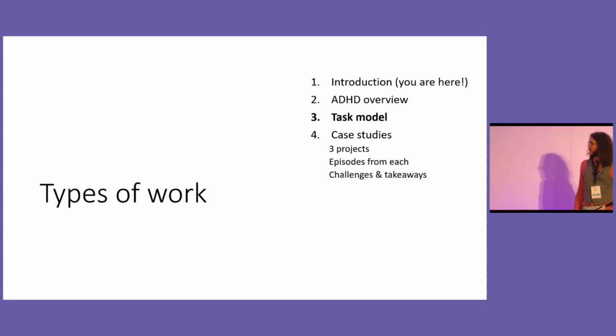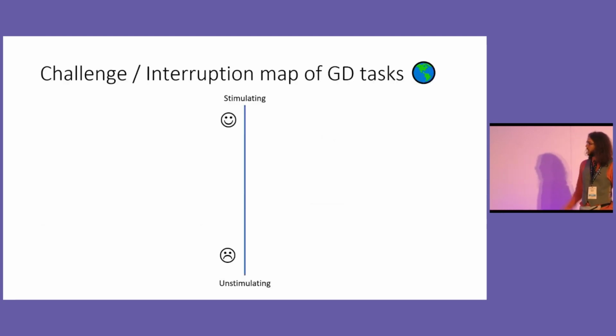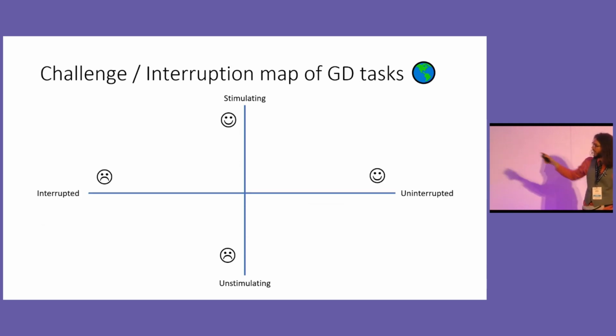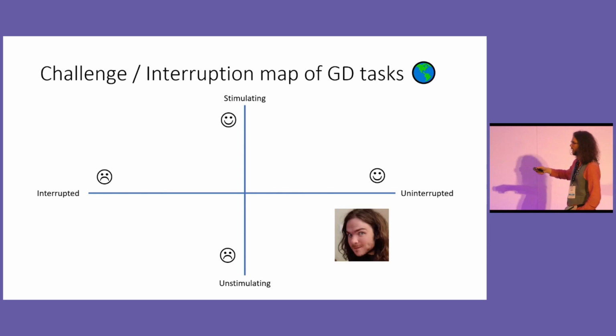On to the task model. So we've seen this axis before, stimulating, unstimulating, and I have another axis for interruptions. So what you find is you have these 4 quadrants that I find our work tends to fall into pretty well. And we end up spending a lot of our time down here.